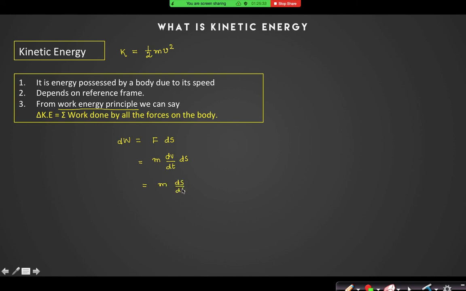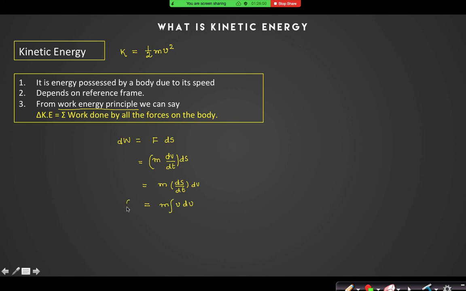How did dv/dt come, sir? What is force? Okay sir. So can I say it is m into dv into ds by dt? Yes, sir. And what is ds by dt? Do you remember? Yes sir, it's v. Now the function becomes m into v dv.